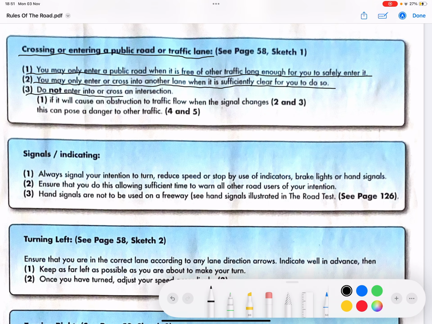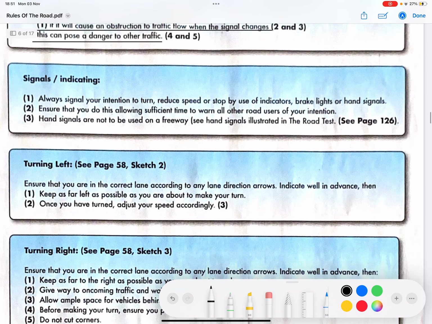Do not enter into or cross an intersection if it will cause an obstruction to traffic flow when the signal changes. Okay? If you see that you are going to cause an obstruction, don't jump in. This can pose danger to other traffic.